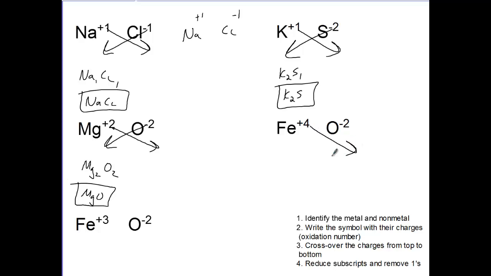It's very important that you do that because when you get to drawing bonds, it's going to be difficult. Next one, we're going to have Fe plus 4, O minus 2, so we're going to get Fe2O4. I can divide both of these by 2, so I'm going to get Fe1O2.